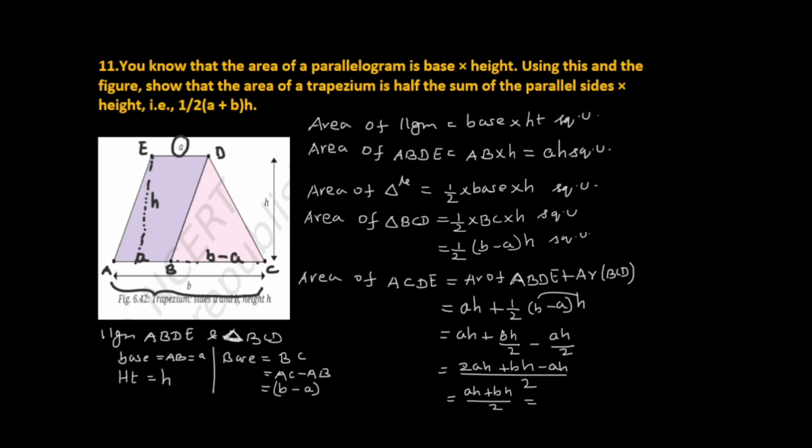Here H by 2 is common. So we can write 1 by 2 into H into A plus B square units. This is the area of the trapezium. Half of H times A plus B, sum of the parallel sides, is the area of the trapezium.